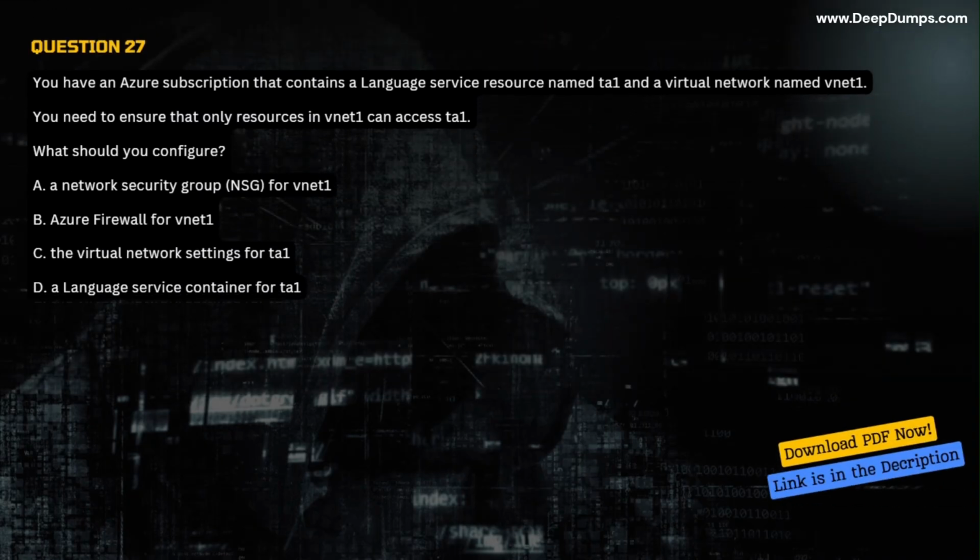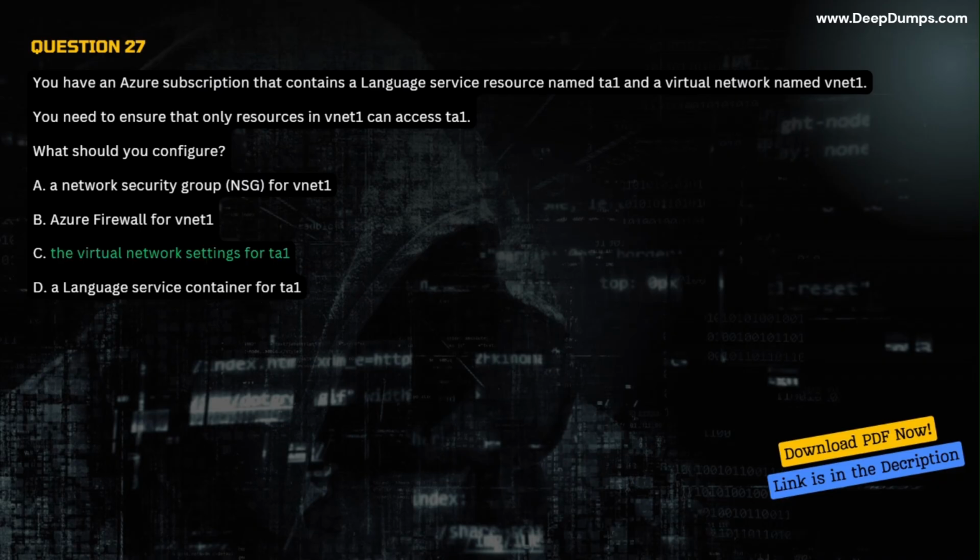Question 27. You have an Azure subscription that contains a language service resource named TAL1 and a virtual network named VNet1. You need to ensure that only resources in VNet1 can access TAL1. What should you configure? A. A network security group, NSG, for VNet1. B. Azure Firewall for VNet1. C. The virtual network settings for TAL1. D. A language service container for TAL1.